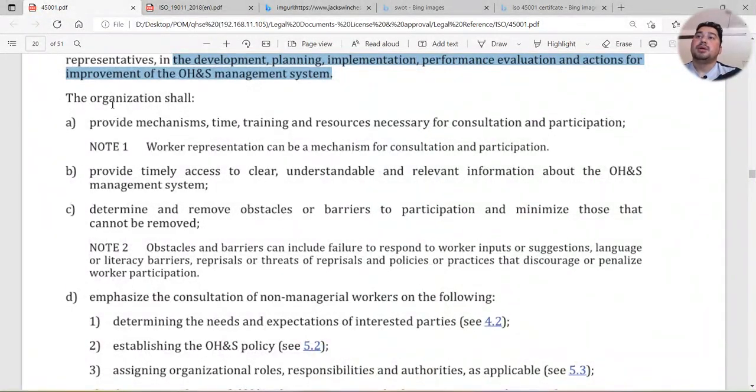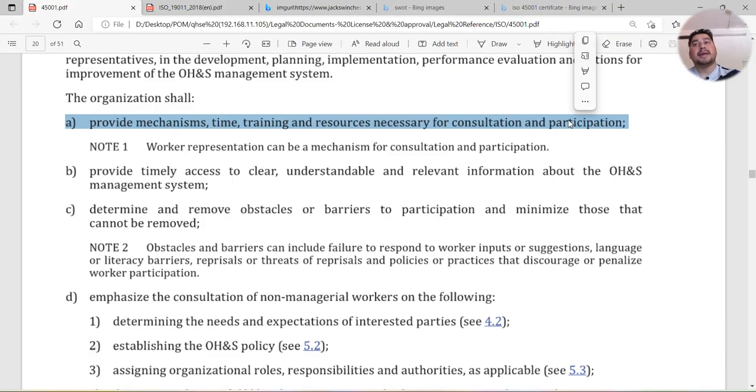The organization shall provide mechanisms, time, training, and resources necessary for consultation and participation. Let's say you are taking one of the staff for the consultation and participation, but the staff doesn't know what consultation and participation is, or what the process is. So before you take that staff, you have to provide the mechanism, time, training, and resources necessary for this. When you are taking the staff for the training or consultation and participation, it should not be that he has to work extra hours. That should be avoided. Worker representation can be a mechanism for consultation and participation.